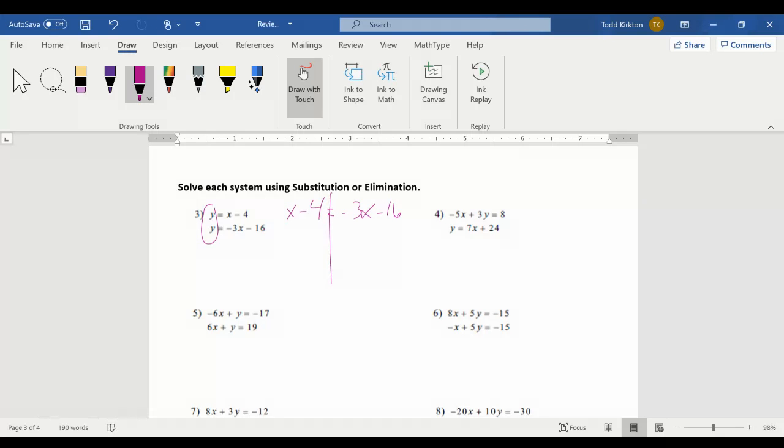So I set y equal to y, so I set them equal to each other. 4x minus 4 equals -16. 4x equals -12. Divide by 4. So x equals -3. That's half your answer. You need to plug it into one of these two equations. Doesn't matter which one. I'll pick the first one. So x is -3. -3 minus 4 is -7.